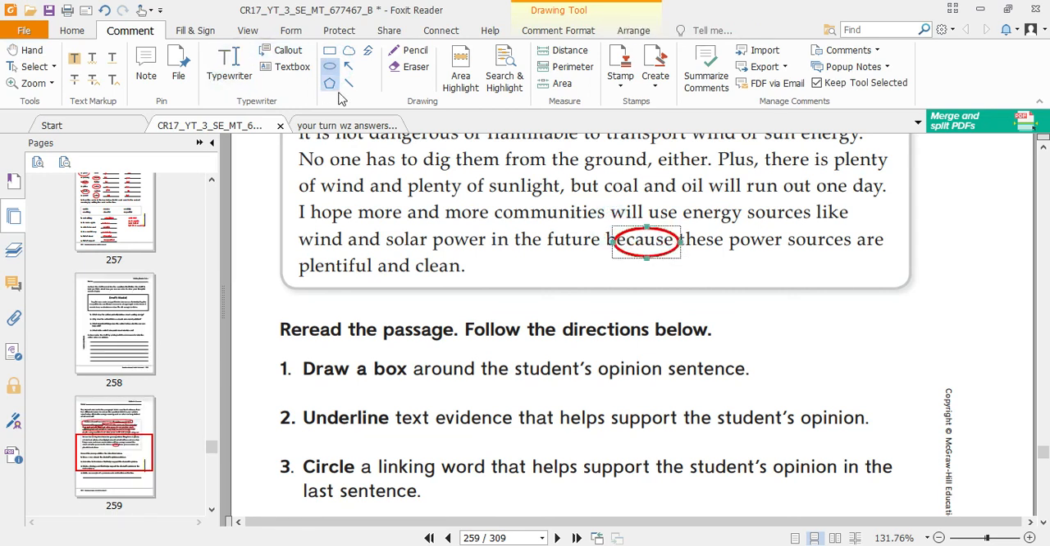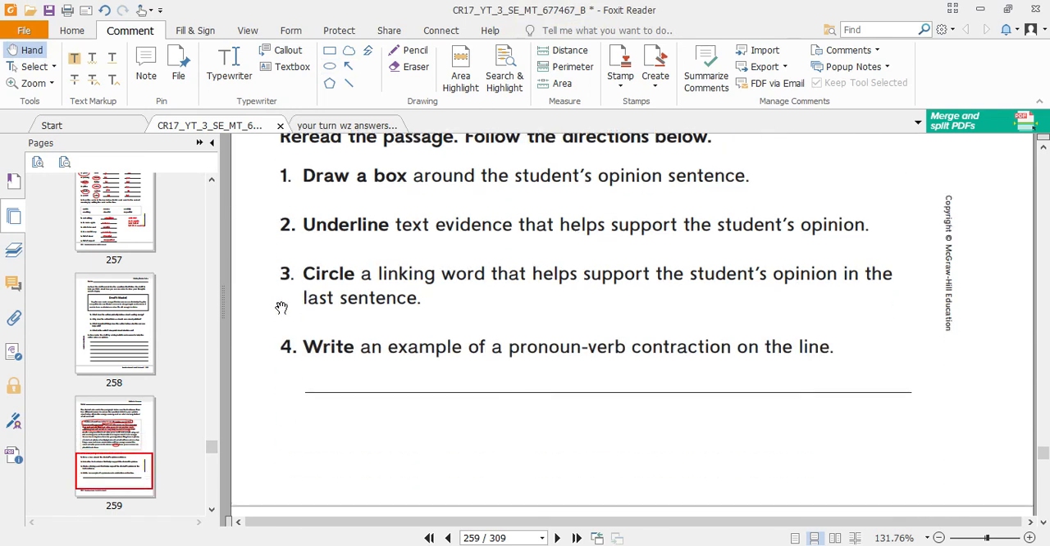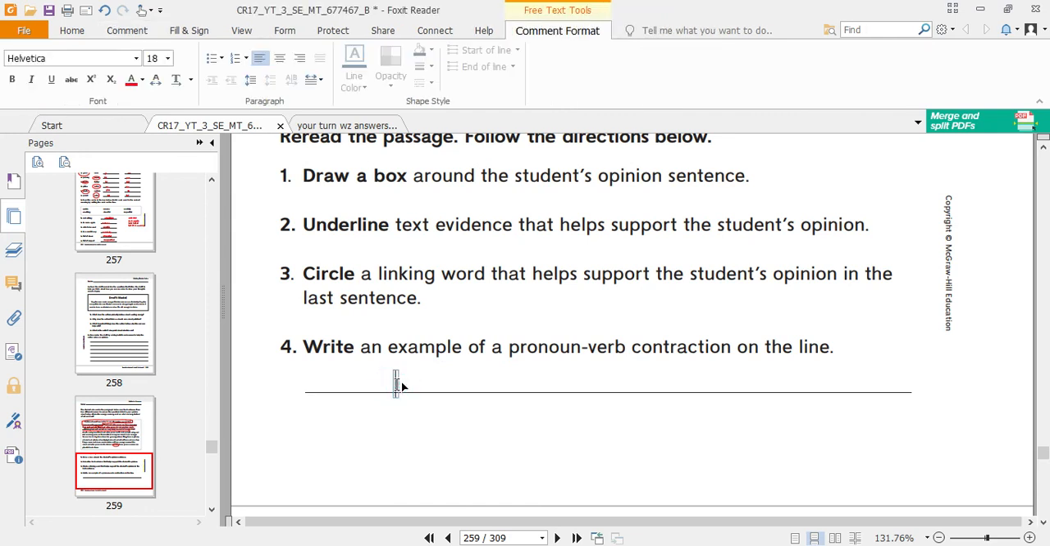The last question. Write an example of a pronoun-verb contraction. You remember pronoun-verb contraction? Yes, to make a contraction for the verb by deleting or leaving the first letter of the verb. Yes, we have like it's or they're.